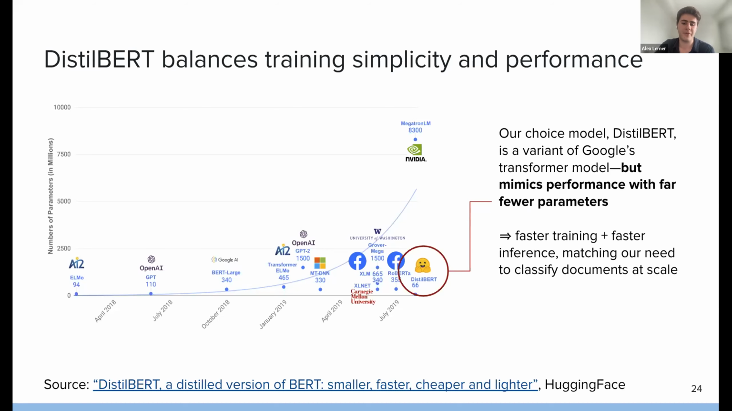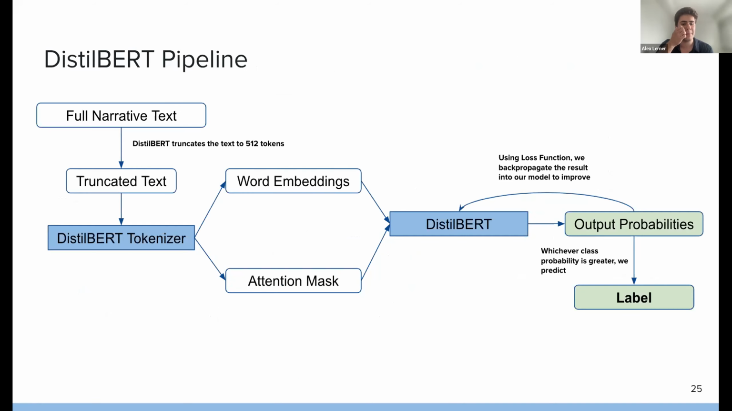Next, I'll talk about what a DistilBERT model pipeline looks like. We take the full narrative text, which can be 100,000 tokens or words. Unfortunately, due to the self-attention mechanism, DistilBERT can only take in 512 tokens at a time. So we're going to do a lot of text cleaning and text processing to find out what text in a narrative is important to us, so that we're separating the signal from the noise.